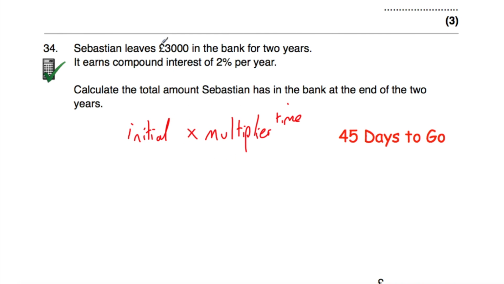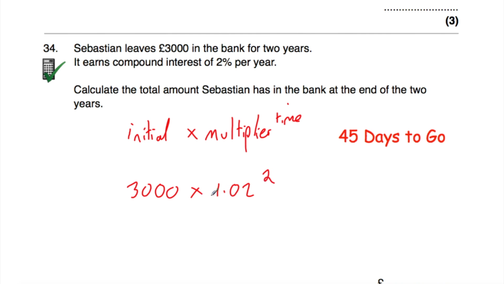Now we could do it manually and get this amount, increase it by 2%, get that answer, increase it by 2% and so on, or we could just use this. So in terms of the initial, that's £3,000, multiplied by the multiplier. Now it receives compound interest of 2% per year. So in other words, it goes up by 2% each year. So that means you would then have 102%, and as a decimal number, it's 1.02. So that's our multiplier. And then to the power of time, well, it's invested for 2 years, so squared.